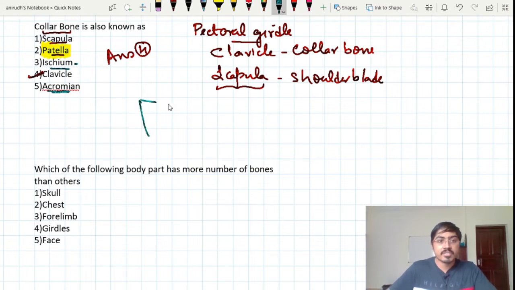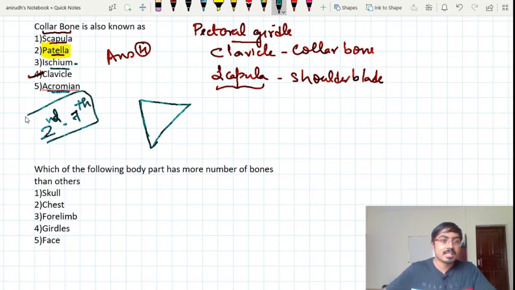So if I just make a rough representation, scapula is like an inverted triangle. It is between the 2nd to 7th ribs. It was asked in this year's NEET exam. Okay, 2nd to 7th ribs. It extends between the 2nd to 7th ribs. Now here there is a small projection like this. I mean, there is a ridge-like structure that is called the spine.